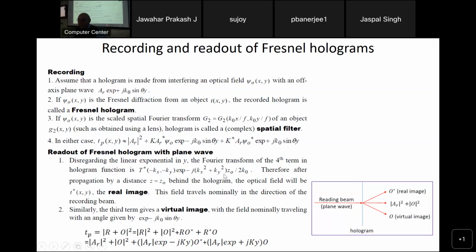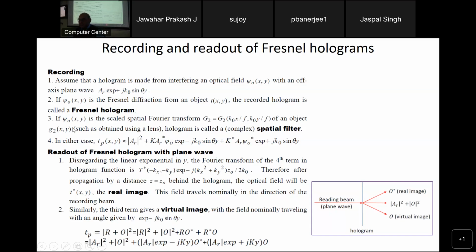Why did I get that? Well, I got that because what is the Fourier transform of psi O? The Fourier transform of psi O is the Fourier transform of capital T, right, multiplied by the transfer function for propagation, right? And the transfer function for propagation is e to the plus j (kx squared plus ky squared) zo over 2k0. Is everyone with me here?